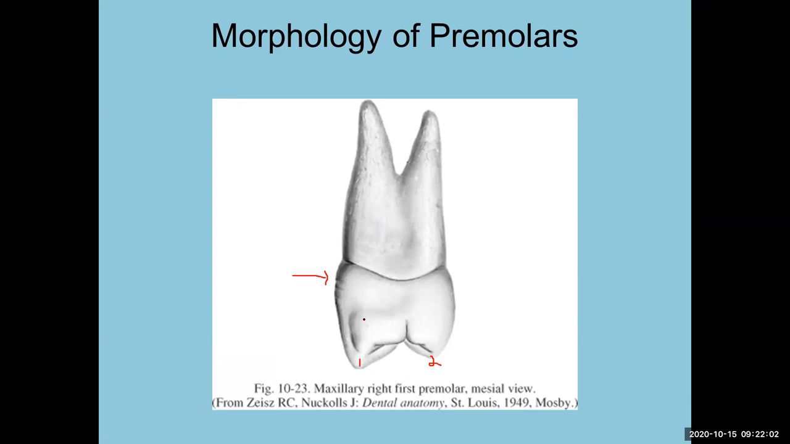Okay, so we've got two cusps. And look at this, this is an identifying bifurcation. Which premolar has a bifurcation? First premolar. That is the maxillary first premolar. It's rare that any other premolar will have a bifurcation. Sometimes you'll see a bifurcation in a mandibular canine, but this is characteristic of a maxillary first premolar.